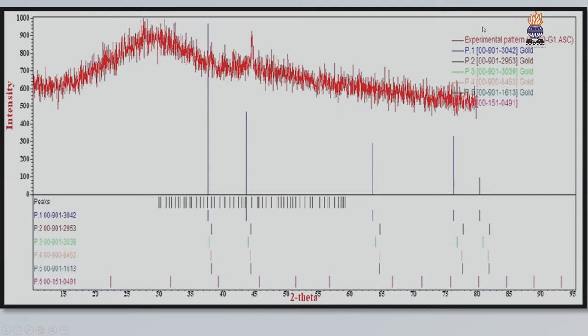How to analyze the things? You have a question, right? Sir, you are showing the graph, but how to analyze? No one is telling how to analyze the things. You have the question, right?